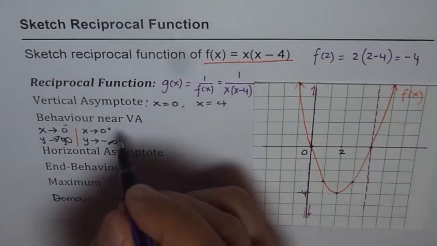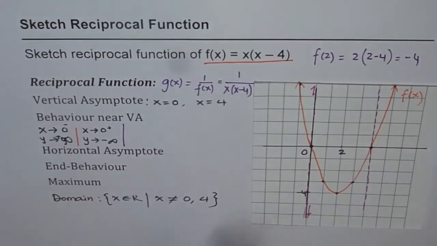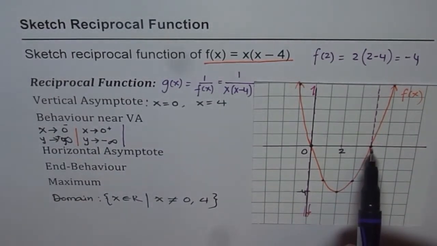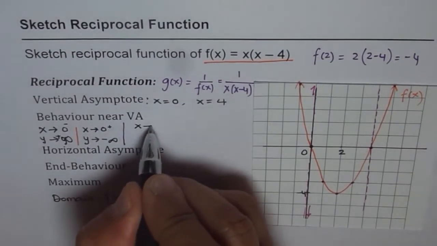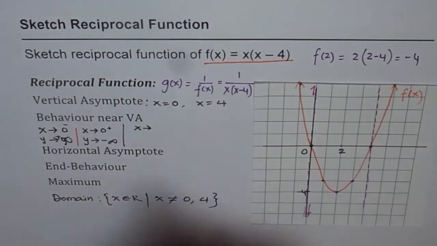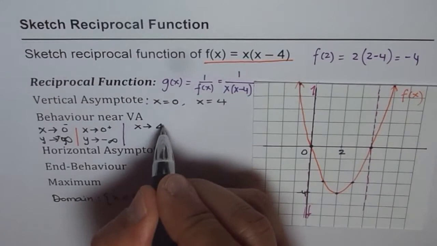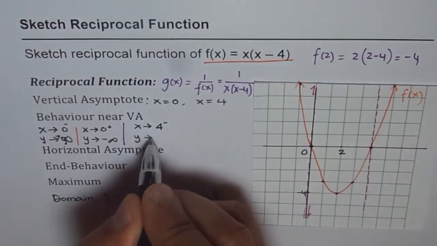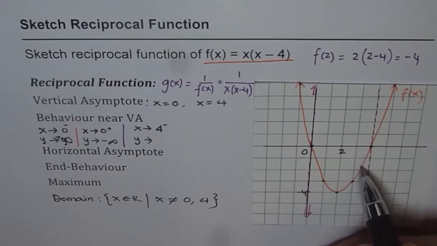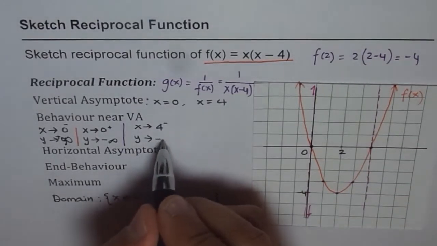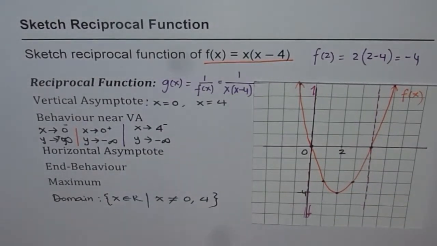Now let's consider the behavior near the second asymptote, which is at 4. What happens there? As x approaches 4 from the negative side, y should approach what? If we go from the negative side, the function is negative, and therefore y is approaching negative infinity, right? So that is how it is.